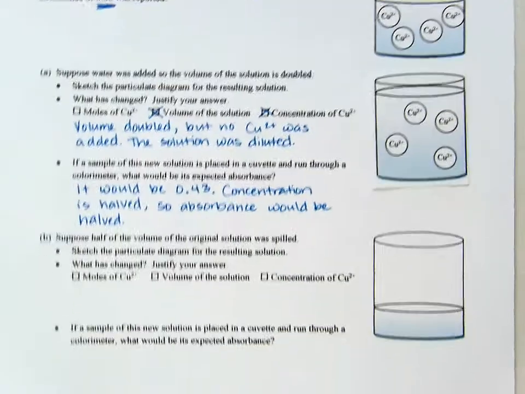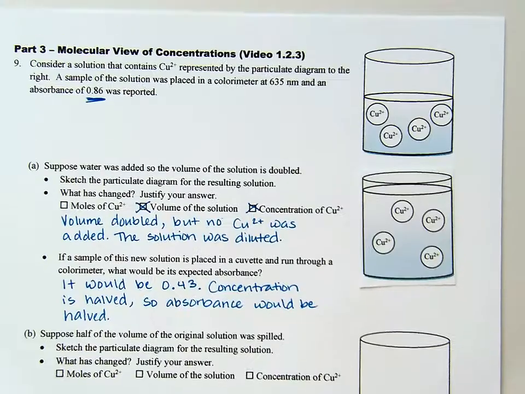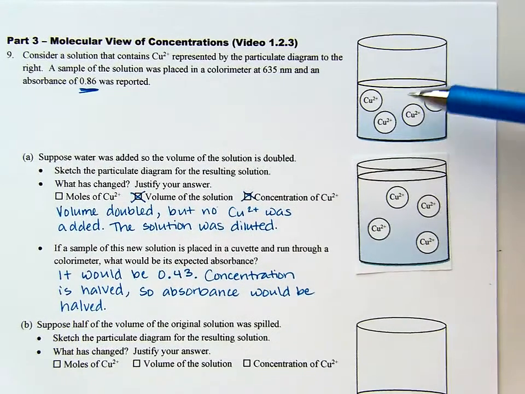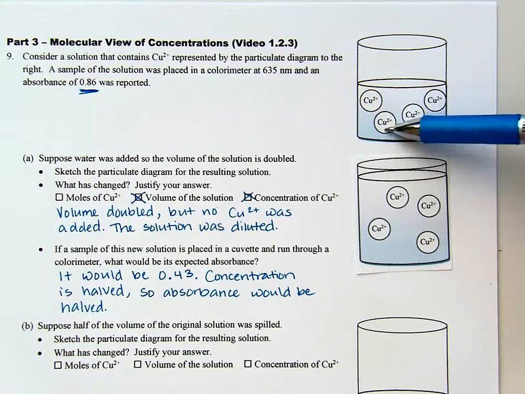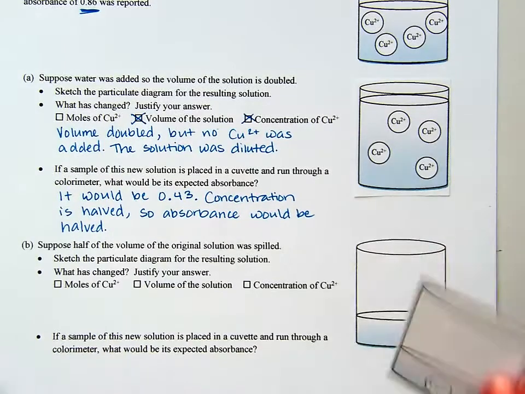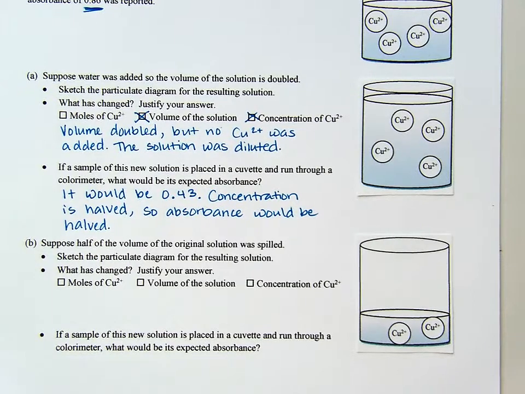Okay. Next situation. Suppose half the volume of the original solution was spilled. Sketch the particulate diagram for the resulting solution and again check the boxes. Please pause it and try that. Okay, so we didn't spill just part of the solution. We spilled half the total solution. So if we imagine taking this and just cutting it in half, we have half left. So we should have drawn something like this. So you spilled half the water, you spilled half the copper.